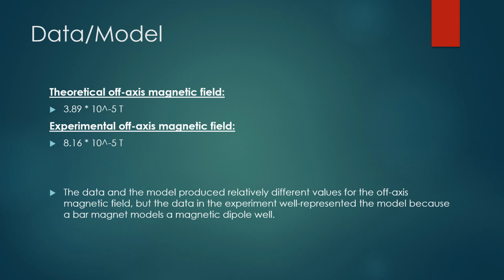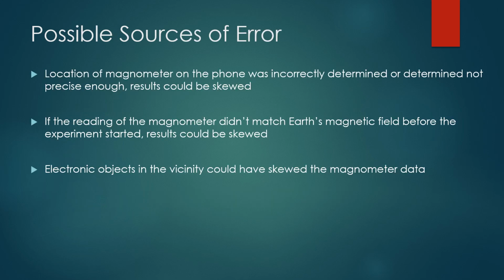Some of the theoretical data gave that the magnetic dipole moment of the bar magnet was 3.89 times 10 to the negative fifth, while the experimental gave that it was 8.16. And although the data and model produced relatively different values, the model well predicted the data because there were very little discrepancies in the data and the model. Some possible sources of error were the location of the magnetometer not being correctly determined, the reading of the magnetometer not matching Earth's magnetic field, or electronic devices in the vicinity skewing the magnetometer data.